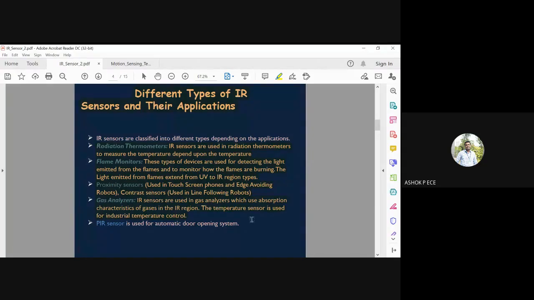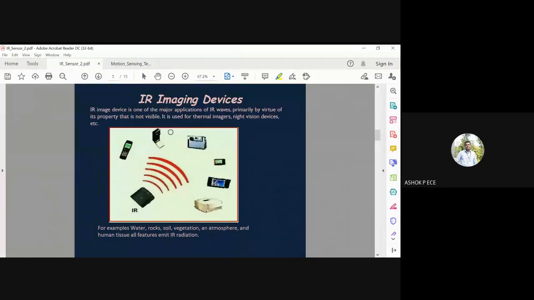The temperature sensor is used for industrial temperature control. The last one is the PIR sensor, passive infrared sensor. It is used for automatic door opening systems. The infrared sensor as such has a lot of applications: one in radiation thermometer, one in flame monitoring, one in proximity sensor, one in gas analyzer, and one in PIR sensor. IR imaging has recently been developed into a field.